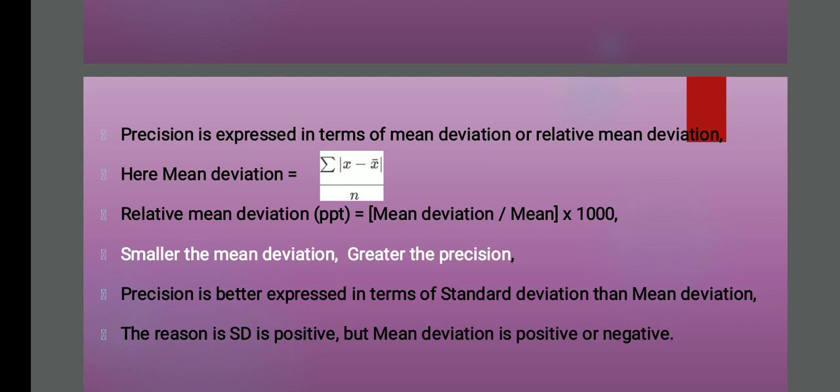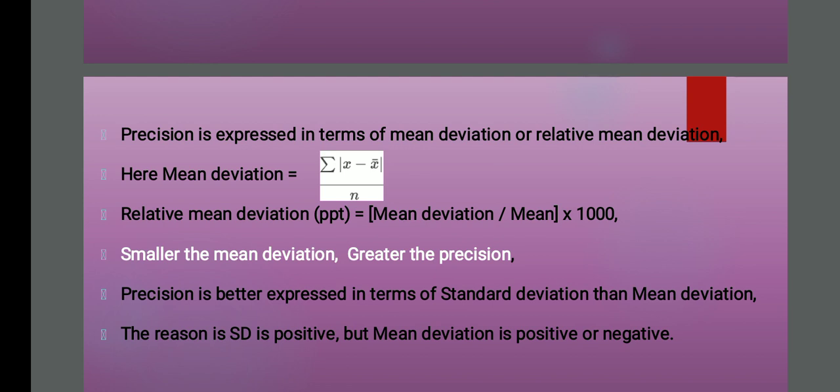Next, what you are going to see is that precision is better expressed in terms of standard deviation other than mean deviation. The main reason is that mean deviation can be a positive or a negative value. If you take standard deviation, surely it will be a positive value. So I'll repeat the point once again.